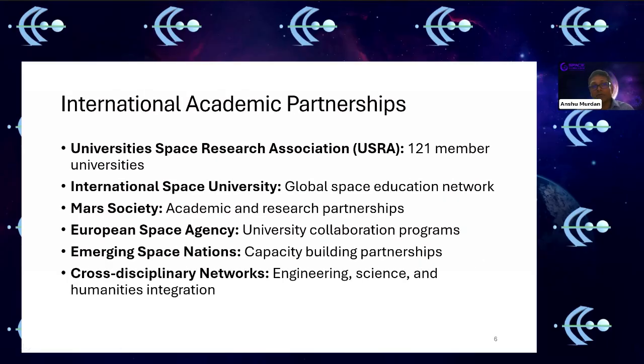Now, this will also foster academic partnerships, international academic partnerships. So we already have a few institutions, like the University Space Research Association with 121 member universities, right? We have the International Space University, the Global Space Education Network, the Mars Society, the European Space Agency. All these are building capacity for academics and research, right?